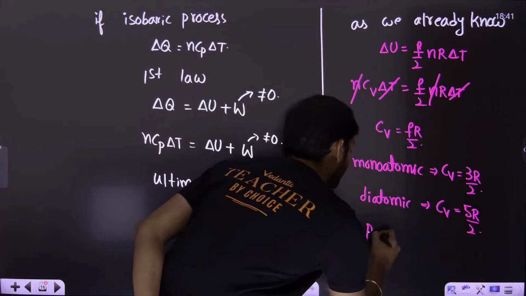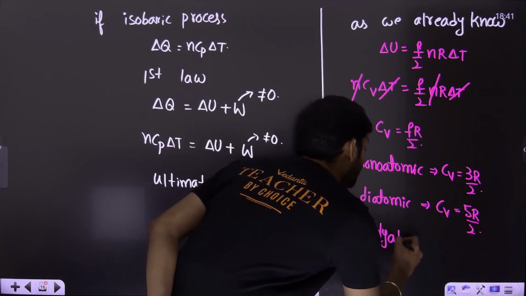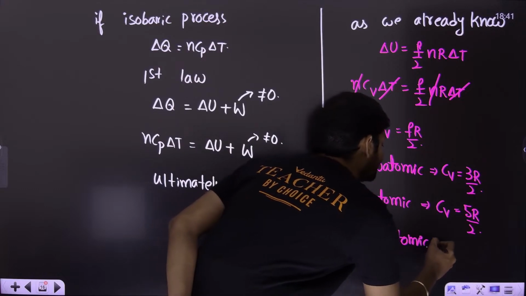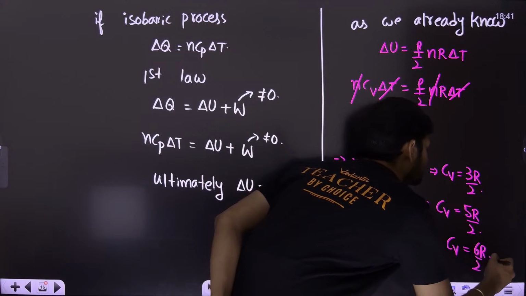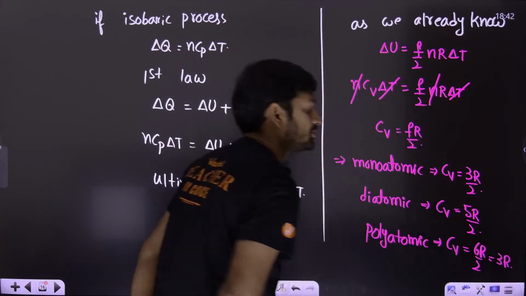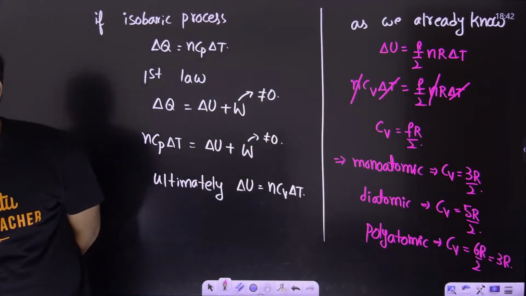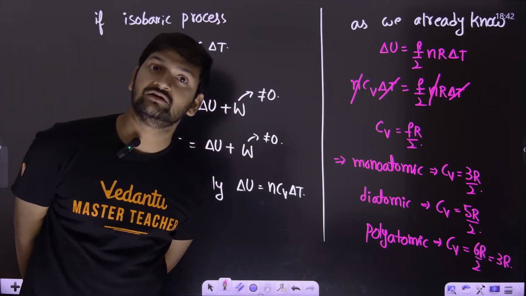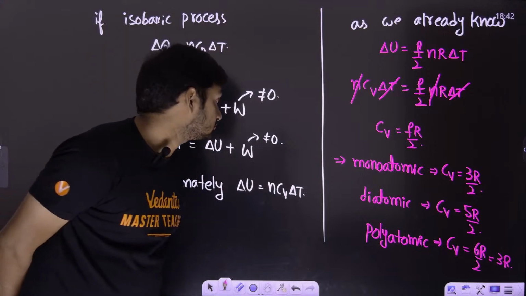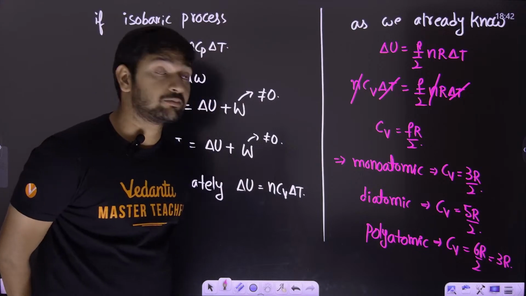Yes, sir, if you ask me, should we mug these things up? Yes, you have to mug these things up. Ultimately, you have to mug them up, because you can't keep deriving these small things in the examination. Okay, fine. This is how the Cv values are for monoatomic, diatomic and polyatomic.